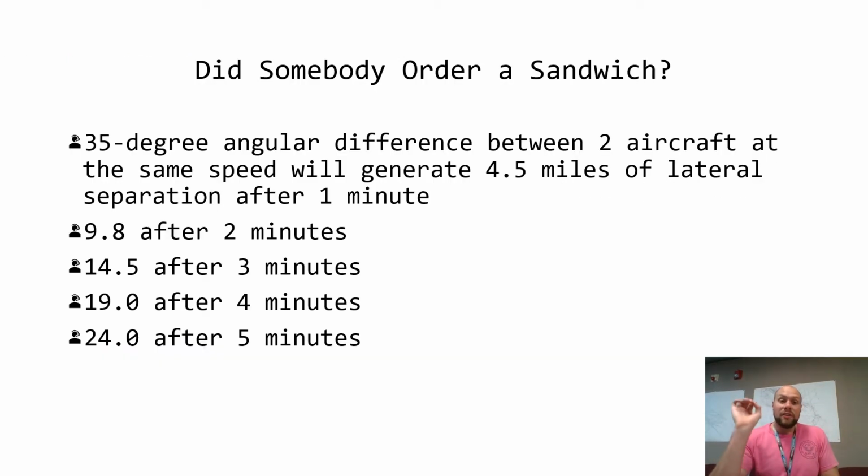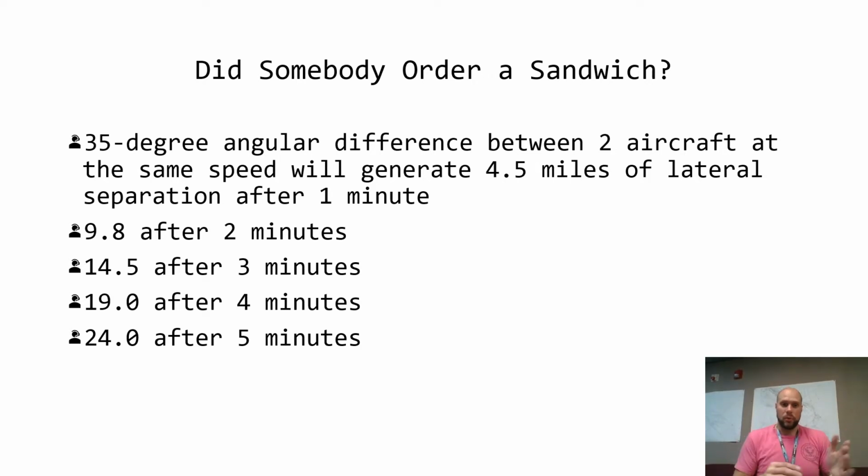Okay, so a 35-degree angular difference between two aircraft at the same speed, starting at the same point, right? We're assuming that these aircraft, well, they did. They were on top of each other at FIPEC. This will generate 4.5 miles of lateral separation after 1 minute, 9.8 miles after 2 minutes, 14.5 after 3 minutes, 19 miles after 4 minutes, 24 miles after 5 minutes.